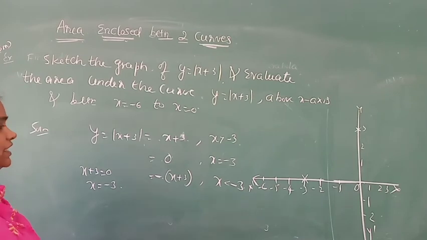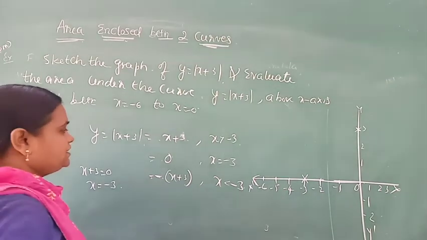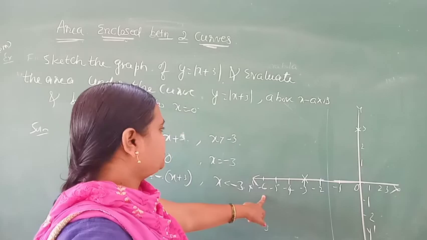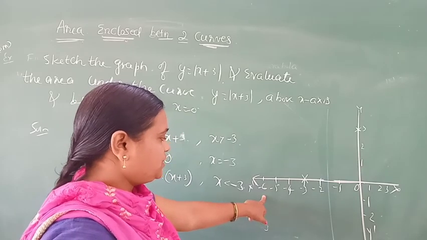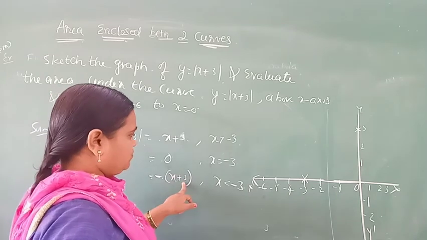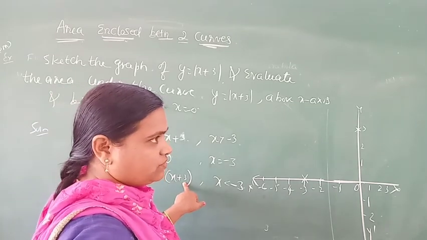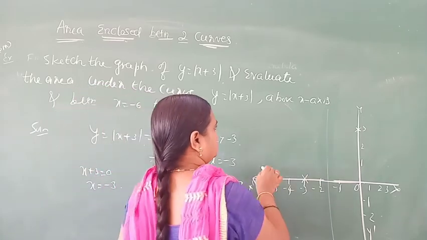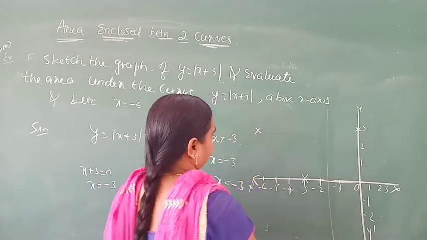And x is less than minus 3. We get minus 4, minus 5, minus 6. If I substitute minus 6 here, please concentrate, minus 6 plus 3, what will we get? It is minus 3. Minus of minus 3, what will we get? Plus 3. Therefore, something exists here.